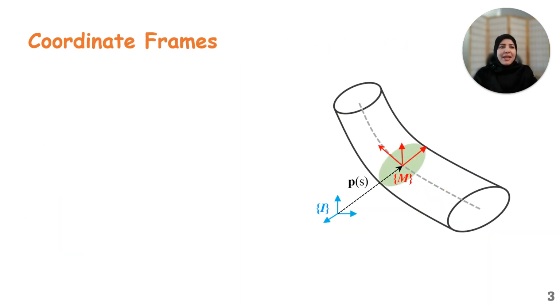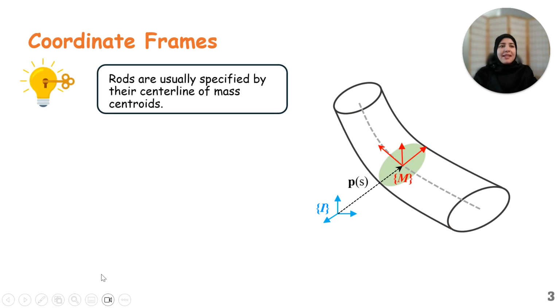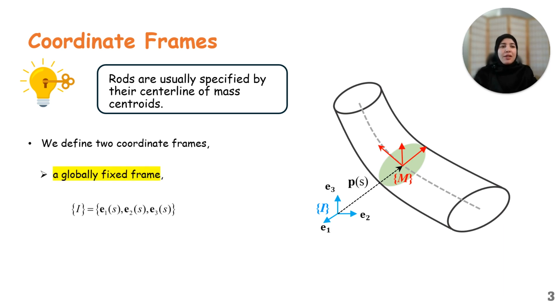Let us start by understanding how we model rods. The key idea is that rods are usually specified by their center line. The center line represents the path traced by the centroid of the cross sections as you move along the length of the rod. To describe how the rods behave, we introduce two coordinate frames. The first is a globally fixed frame which stays stationary in space and doesn't move around. We call this frame I.